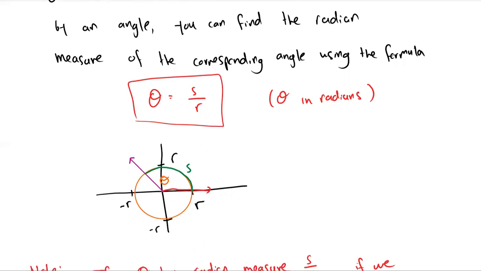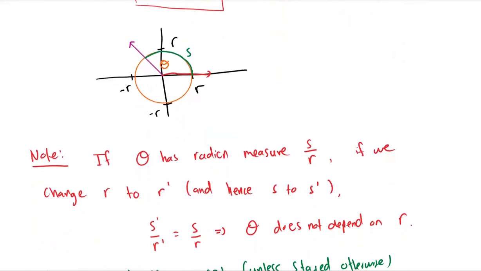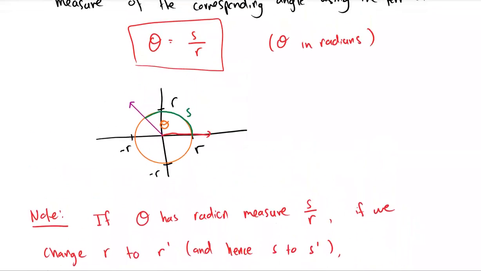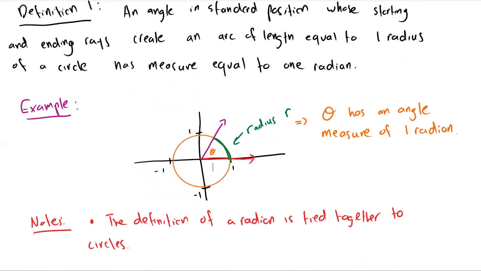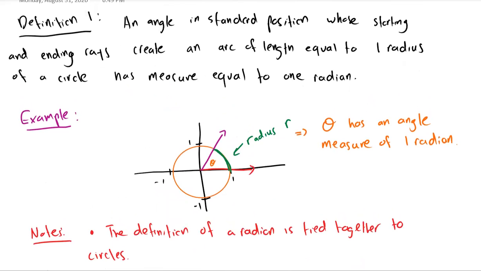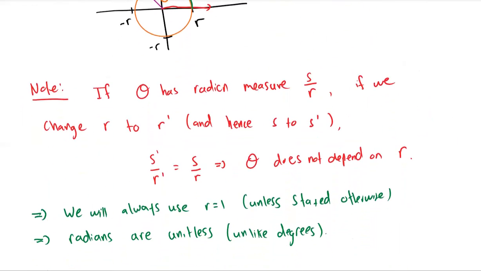And again, let me note that this only works for theta in radians. Okay. Now, I mentioned in the previous slide that it doesn't matter what radius we're using for the circle. So in this case, I gave you an example of a circle of radius 1, but it turns out that it doesn't matter what radius we use for the circle. And here I explain it.